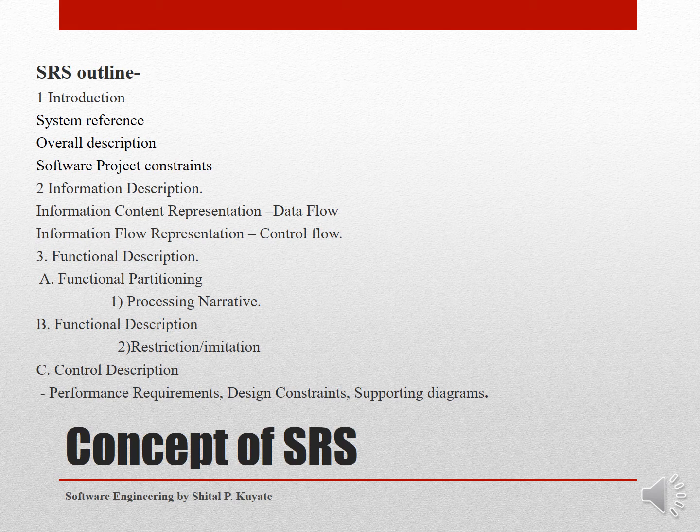Let us see the concepts of SRS. In that, I'm going to discuss the SRS outline. Requirements documents are essential when an outside contractor is developing the software system. The software requirement specification is a technical specification of requirements for the software product. The SRS records the outcome of the software requirements definition activity. SRS is also known as requirements document, as we have already discussed in the previous slide.